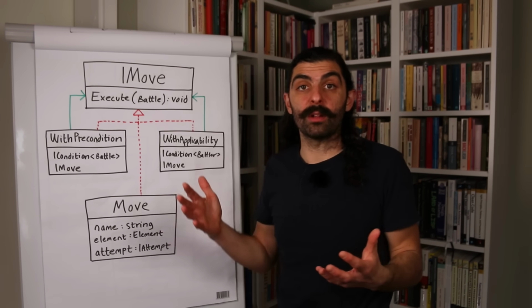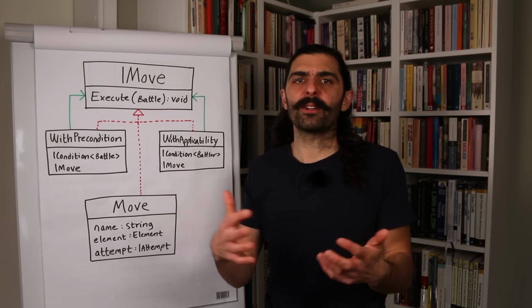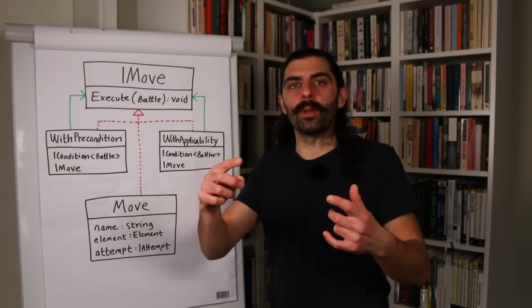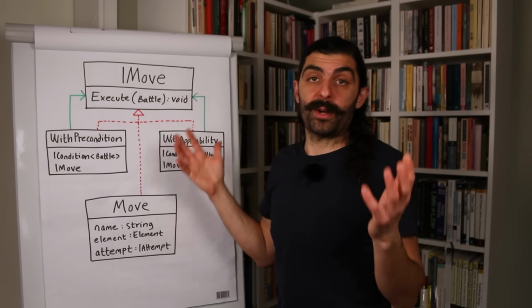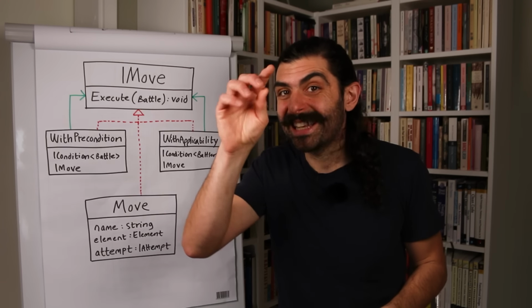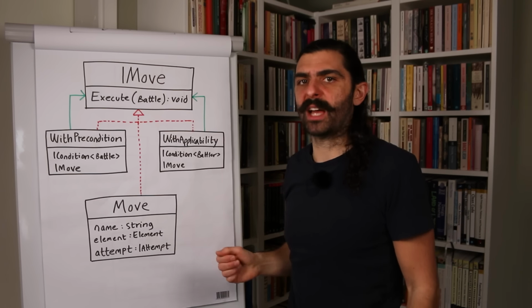What's the problem we're trying to solve here? Well, some moves can only be used under certain conditions. Some moves might, for example, not affect certain types of defenders, or they might not be usable if the attacker doesn't satisfy some criteria. The reasons can be arbitrary, right? So by decorating moves, we can add such gating behavior without actually having to change the move type itself.